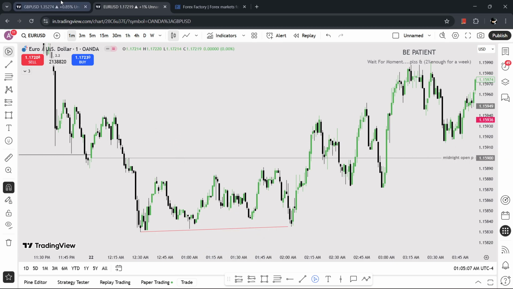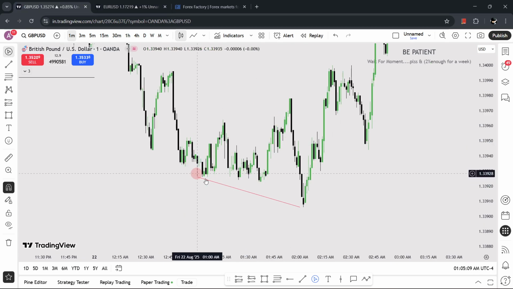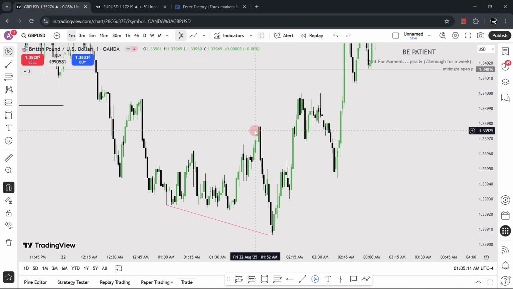Okay, so EVP took out this low. So this is the highest high after. Okay, so you have a structure shift to the upside here. But I personally don't take this trade because none of the candles crossed above this short term high. So I will consider this one.